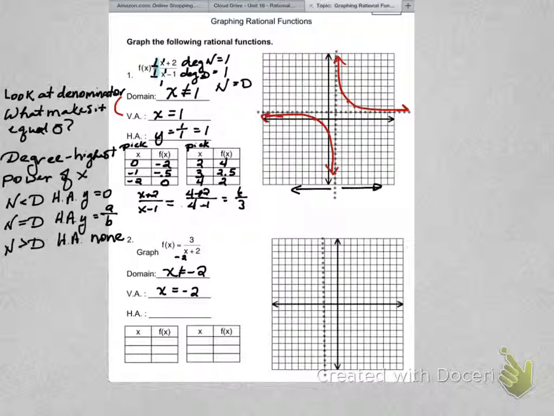Okay. Then for our horizontal asymptote, we look at the degree. If there's no x there, the degree is 0, so the degree of our numerator is 0, and the degree of the denominator is 1. That's the highest power of x. So my numerator degree is less than the denominator degree, which if you look at the notes up there in the left margin, that means that our horizontal asymptote is at y equals 0, which is the x-axis. So we can put that on there.